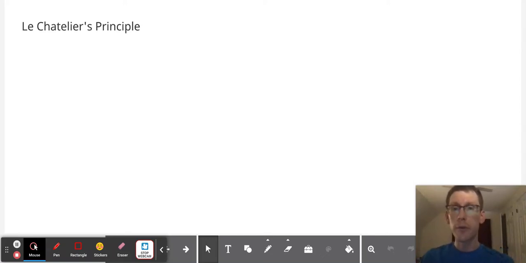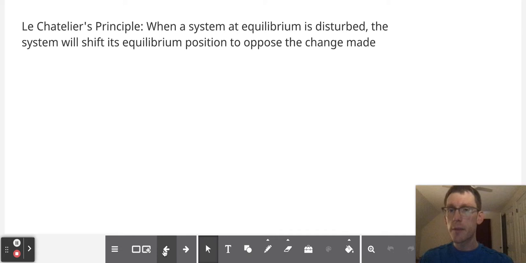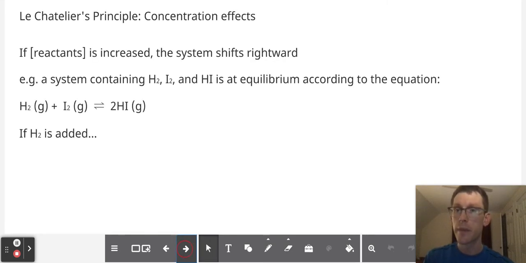In this video, we're going to learn about Le Chatelier's principle. So Le Chatelier's principle states that when a system that already is at equilibrium is disturbed, the system will shift its equilibrium position in order to oppose the change that was made. Now, this doesn't change what K is necessarily. However, either more products or more reactants will be produced as a result of some disturbance to the system.